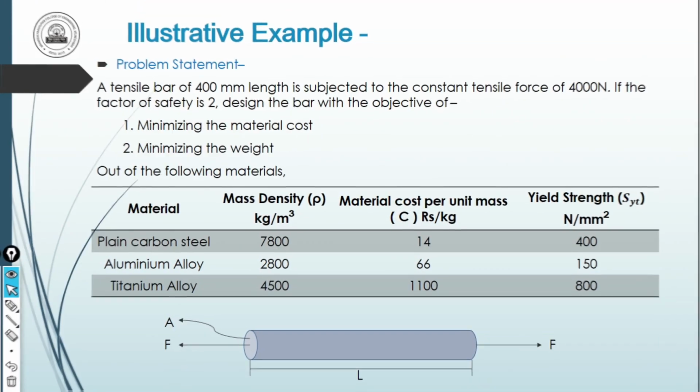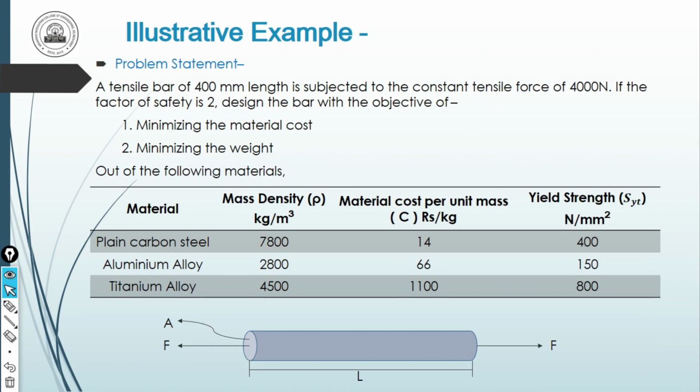Now, how are we going to apply these steps which we have seen in the flowchart? Let's start with the sample example. Here our problem statement is: a tensile bar of 400 mm length is subjected to a constant tensile force of 4000 Newton, that is 4 kilonewton.